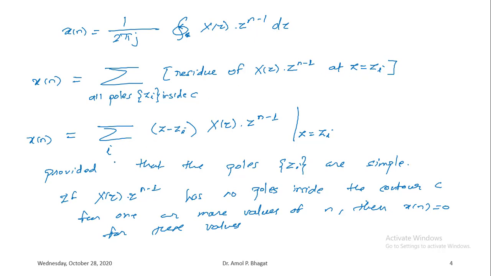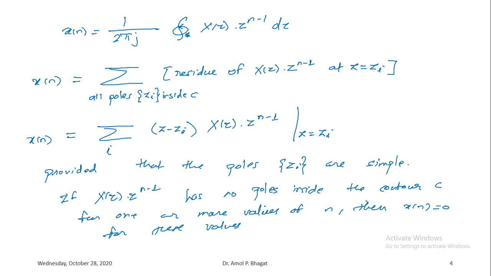It will be evaluated for all values of poles, where the residue is represented as z minus zi into x of z into z to the power n minus 1. This is provided that the poles zi are simple, not complex, right? And if x of z into z to the power n minus 1 has no poles inside the contour for one or more values of n, then x of n will be taken as 0 for these values of n, right?